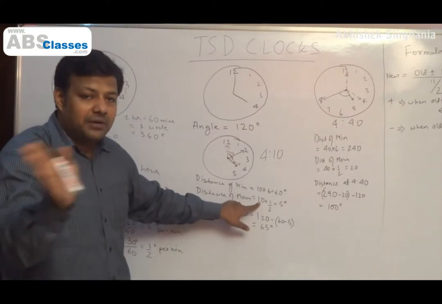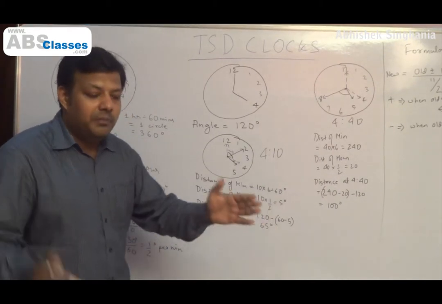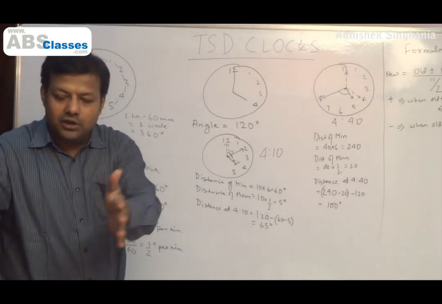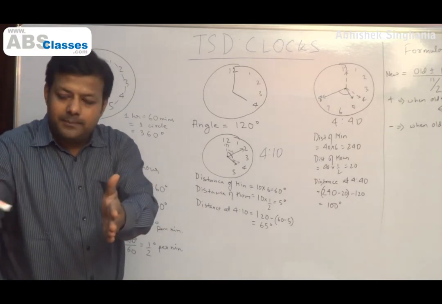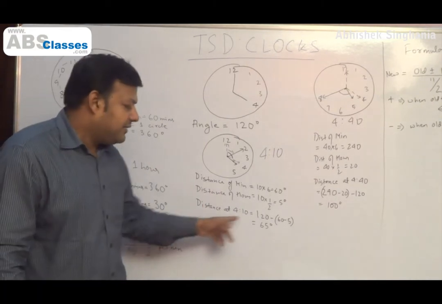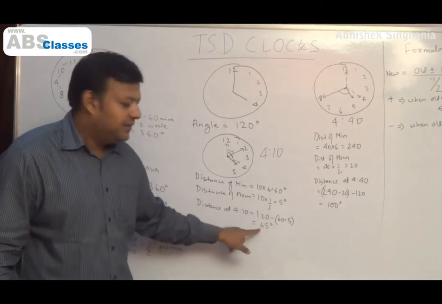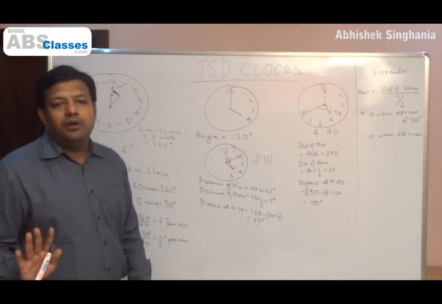Remember the speed of the hour hand, we did that. Half a degree per minute, which is 5 degrees. So the minute hand has covered 60 degrees, the hour hand has covered 5 degrees. The original distance was 120. So 120 minus 60 plus 5, which is what I have written in terms of an equation: 120 minus 60 plus 5, which is equal to 65. So this is a simple way of answering such questions.